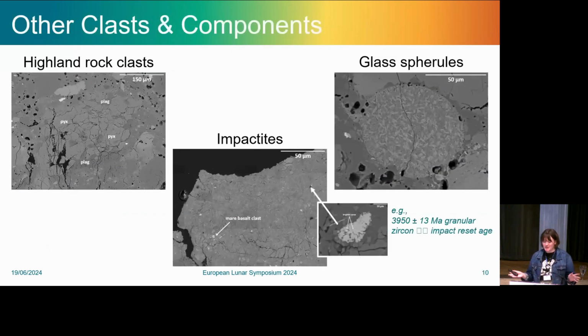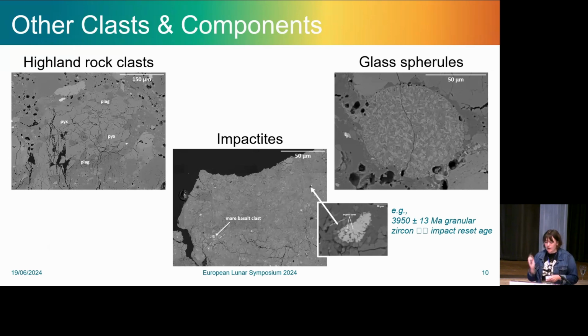Some other components in Calcalong Creek include the Highland Rock clasts, which I mentioned. Largely, these are mostly just composed of pyroxene and plagioclase, and they largely plot within high alkali suite fields based on their magnesium and anorthite numbers.